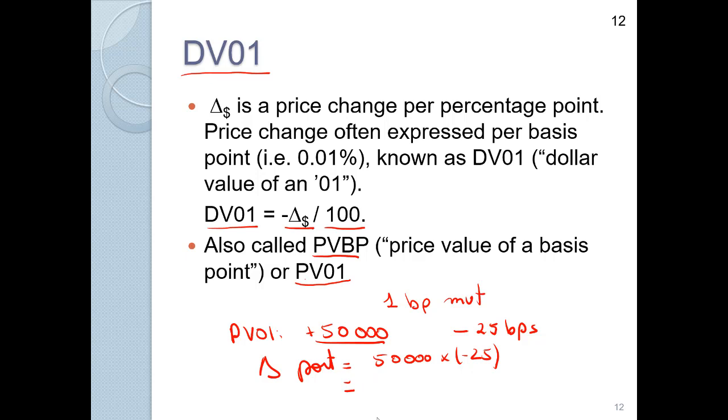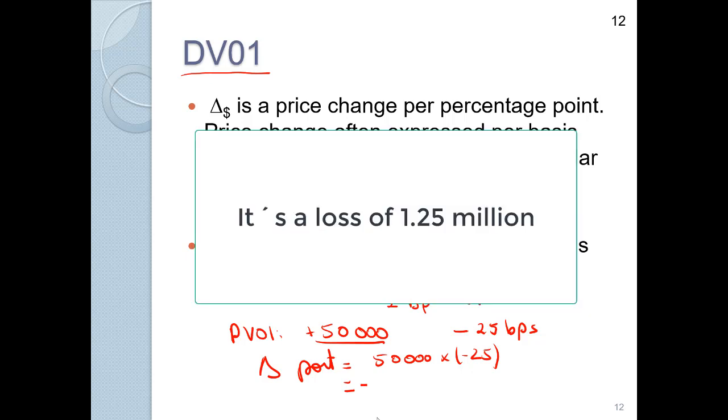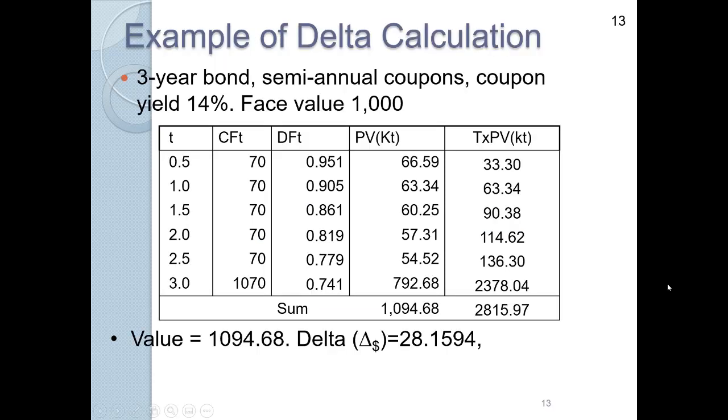So imagine the Fed says, okay, I'm going to cut interest rates by 25 basis points. Then your portfolio is going to change by 50,000 times minus 25. So it's 1.25 million. Now let's see an example of a delta calculation.